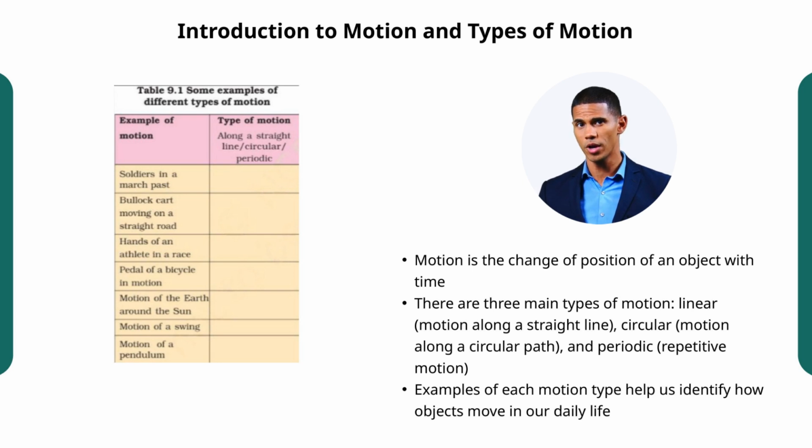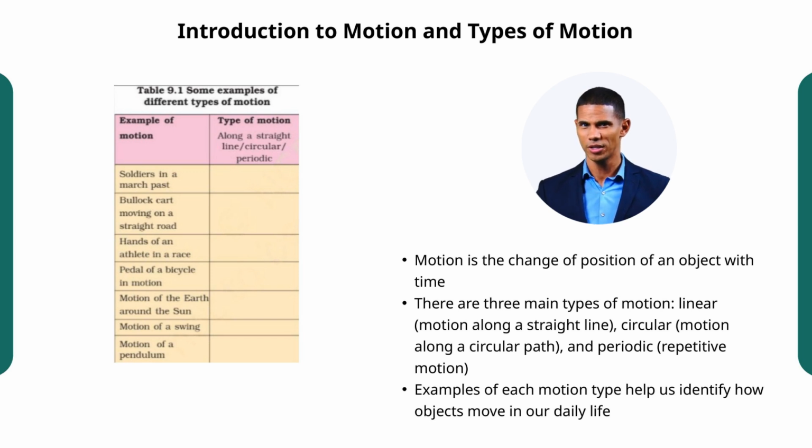Soldiers marching in line show linear motion, just like bullock carts moving straight on roads. Think about the hands of an athlete running a race. They move in circles. That's circular motion. And the Earth's journey around the sun repeats every year, making it periodic motion.